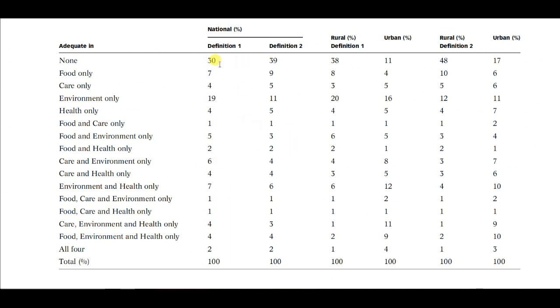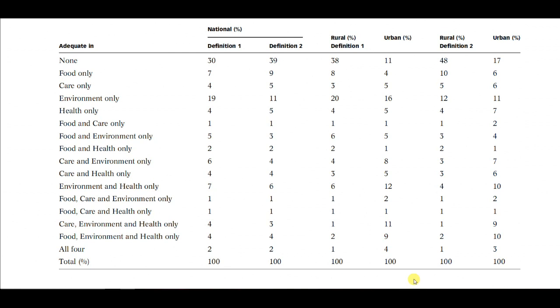So there are some differences in definitions. Definition 2 is more stringent, as I said before. This is why 9% more children have adequacy in none. Some of the children move from some of the sectors like here to this one. This is why the number is smaller. Only 2% of the children were adequate in both food, inadequate in all four dimensions, sorry.